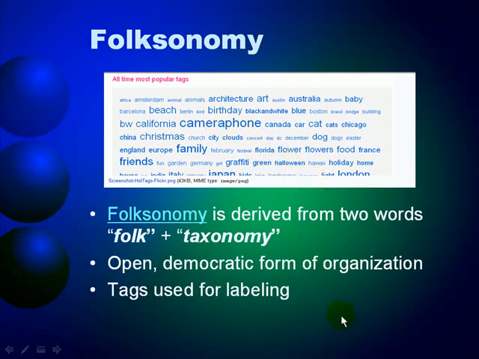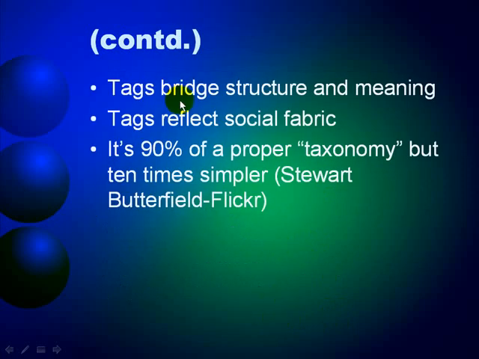So you take a picture and you put a tag on it, and that's how you label it or categorize it. Tags bridge structure and meaning. Tags reflect the social fabric, see? The more that tag is used, the larger it appears. It's 90% of a proper taxonomy, but 10 times simpler, said Stewart Butterfield from Flickr.